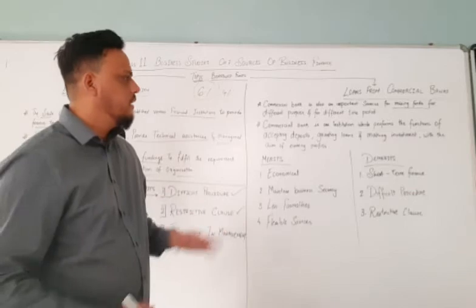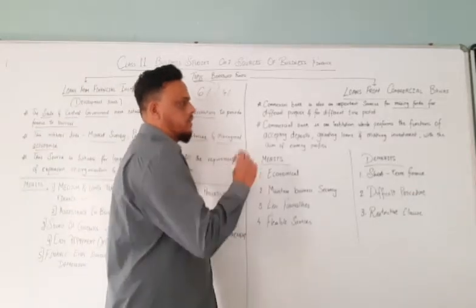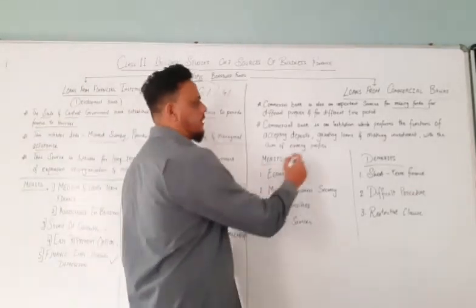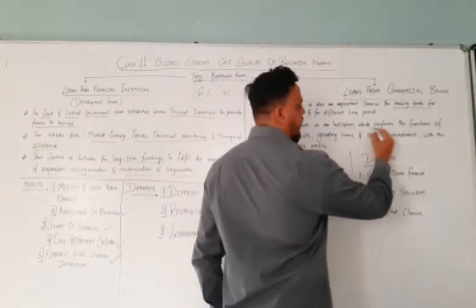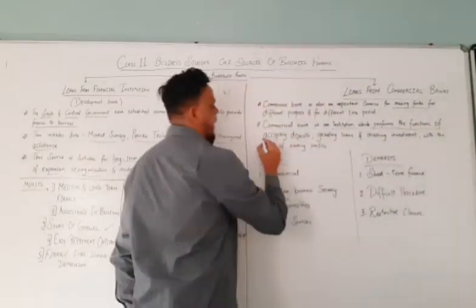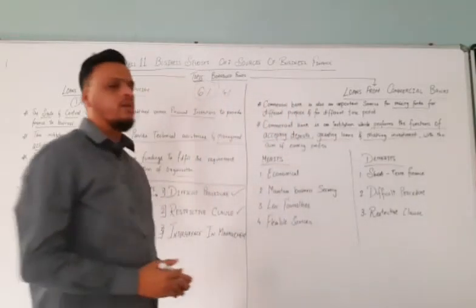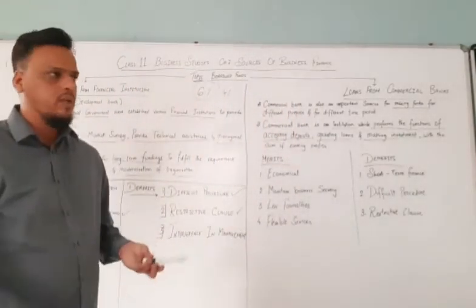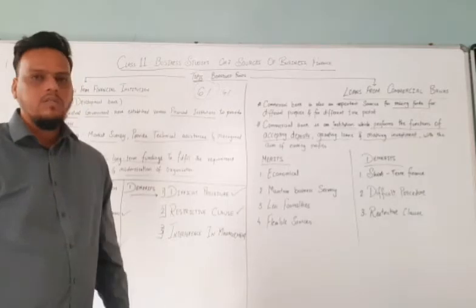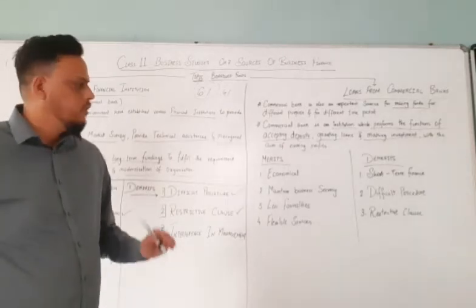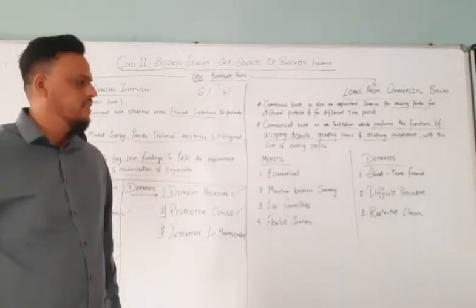Now, I have written the commercial bank definition over here. Commercial bank is an institution which performs the function of accepting deposits, granting loans, making investments with the aim of earning profits. This is usual as we have studied about this. So now we are going into the concept of merits and demerits.